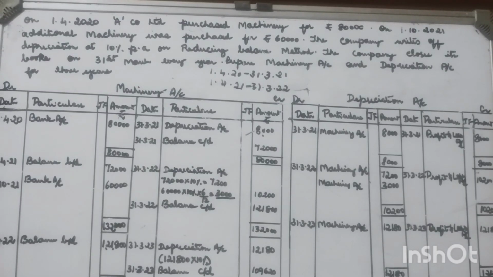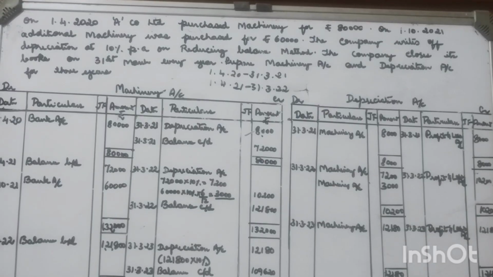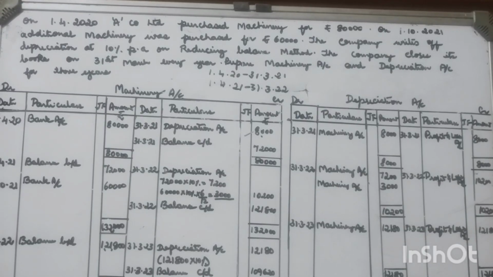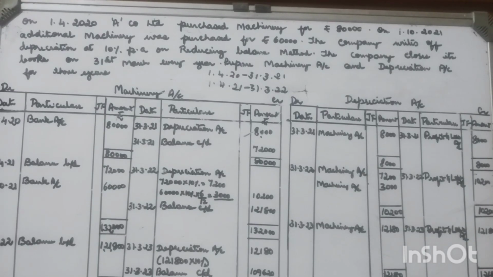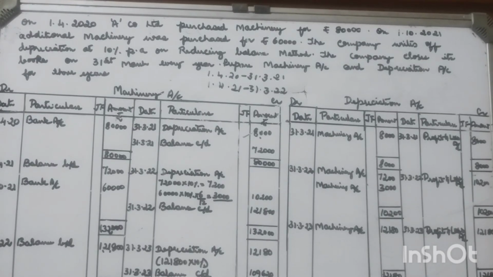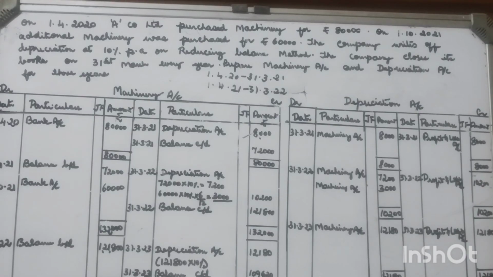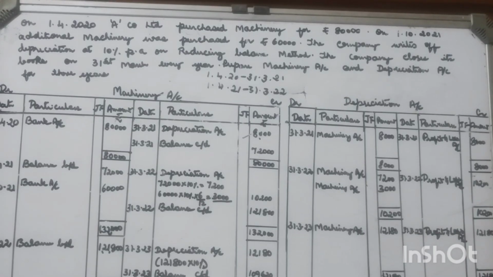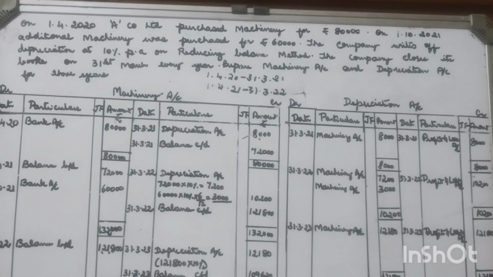Today we'll understand one more question from the model question paper based on the reducing balance method, also called the written down value method. In the previous video we have already learned the straight line method. Today let's understand another method called the reducing balance method.